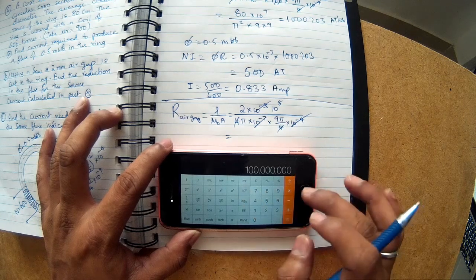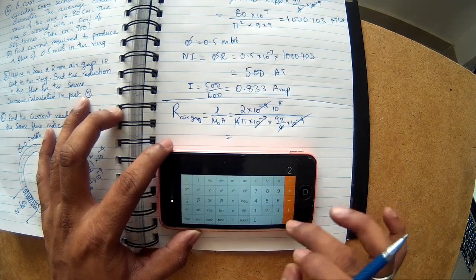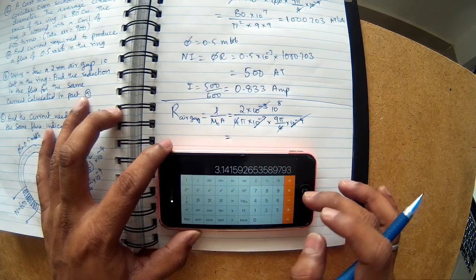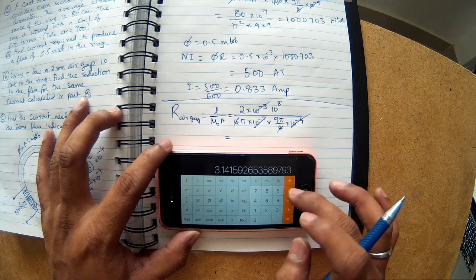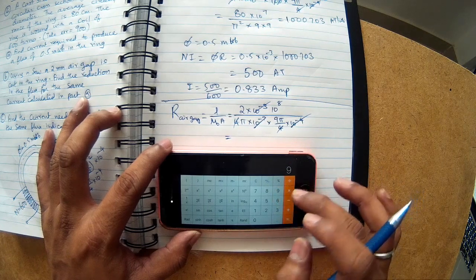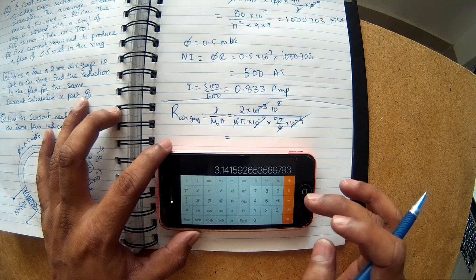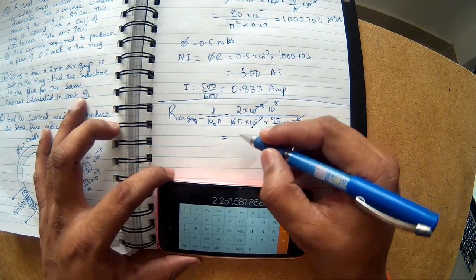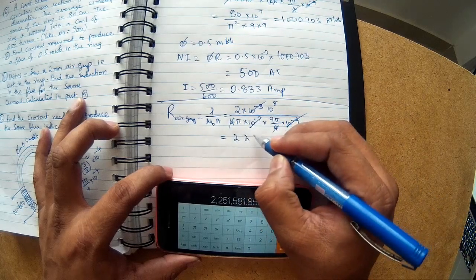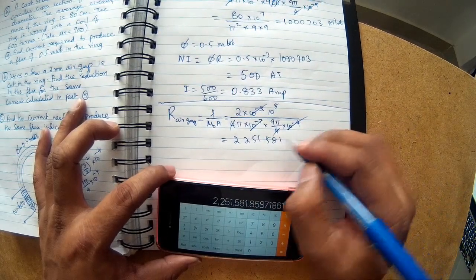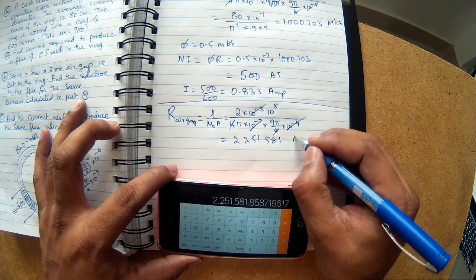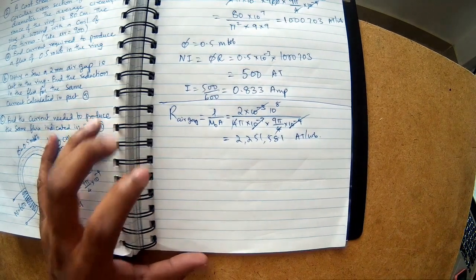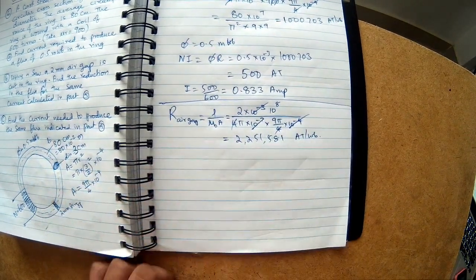So 8 10 power x into 2, this is the numerator divided by pi, multiplied by 9, multiplied by pi again. Okay, so I am getting this number, 2251581. This is the ampere turns per Weber. Quite a high amount of ampere turns is coming because of a small air gap.